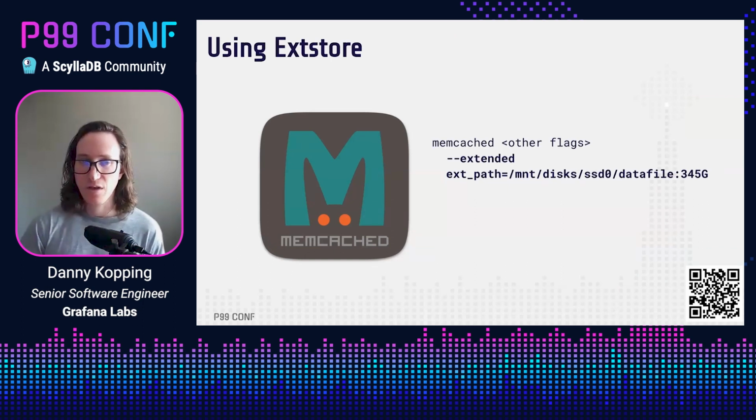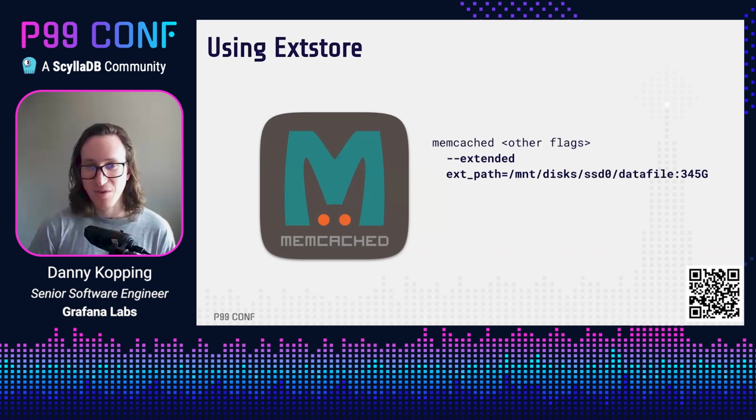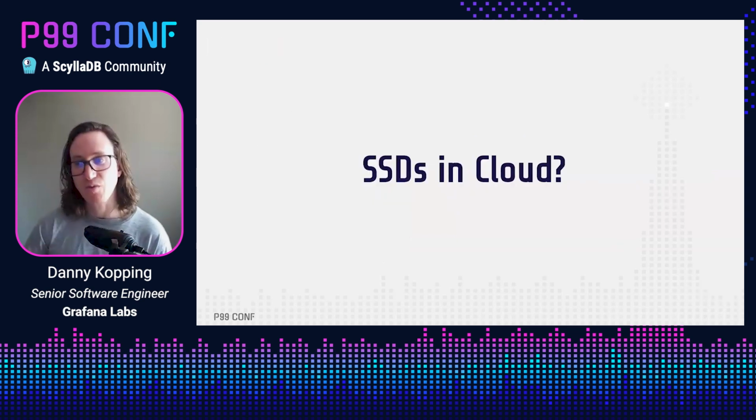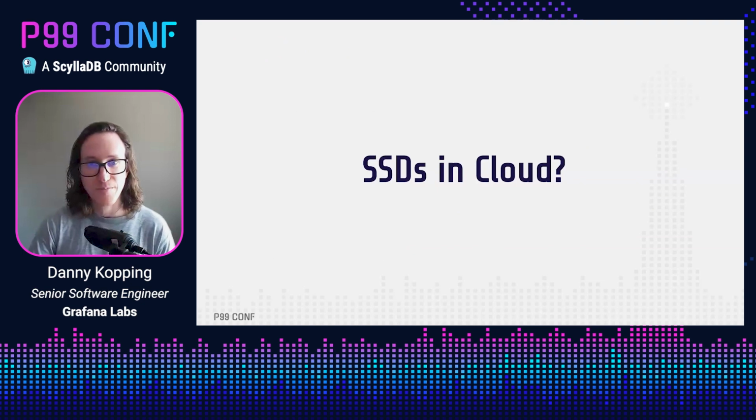So in order to use Extstore, it's incredibly simple. All you do is you configure a path to a file on disk, and you specify a size, and then Memcached takes care of the rest. It will divide that file up into pages, the same way that it divides memory up into pages, and then it will allocate those items there as needed. You can also configure multiple disks in order to have Extstore spread the items across many disks to try and alleviate some of the performance dynamics of SSDs, which we'll talk about a bit later.